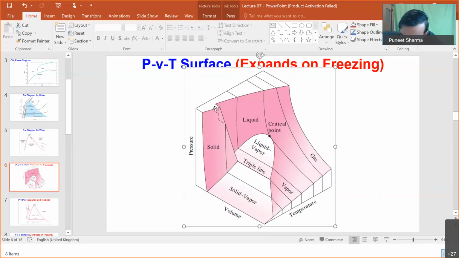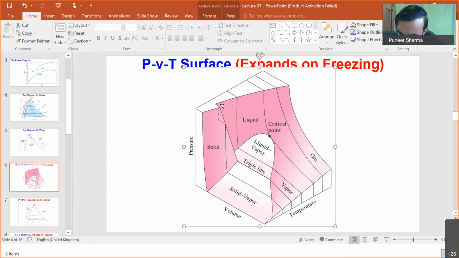Then we have this surface over here. This particular surface is nothing but specifying the solid phase. Okay. And the solid phase surface is actually more extended towards the right side in comparison to the surface of the liquid phase. So this you can see. This liquid phase curve is following this particular profile. If I extend it till my volume axis, the solid surface is actually starting at some point which is on the right side towards the volume axis.